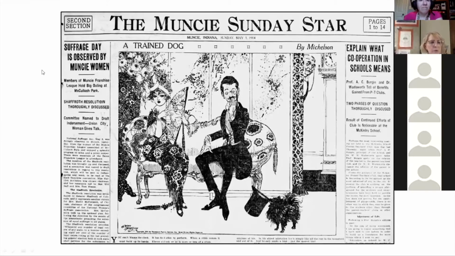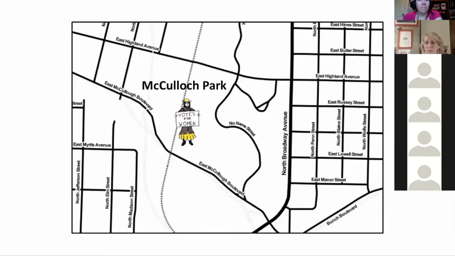And there were men, women, and children that participated, and franchise leagues from around the county and even from Union City and Gas City would come down to McCulloch Park, and they were big festivals. So that was kind of a bright light that was happening in McCulloch Park.